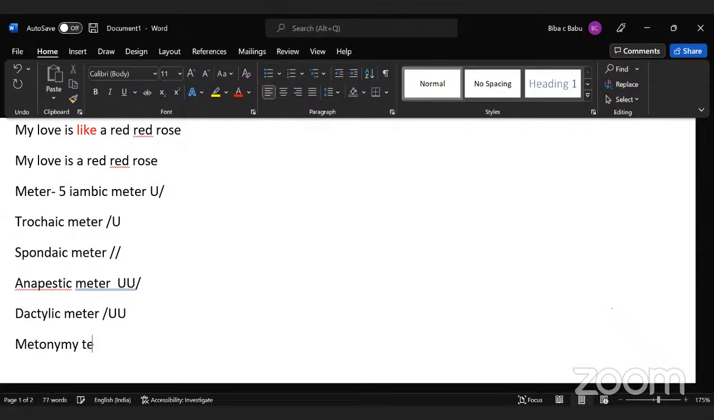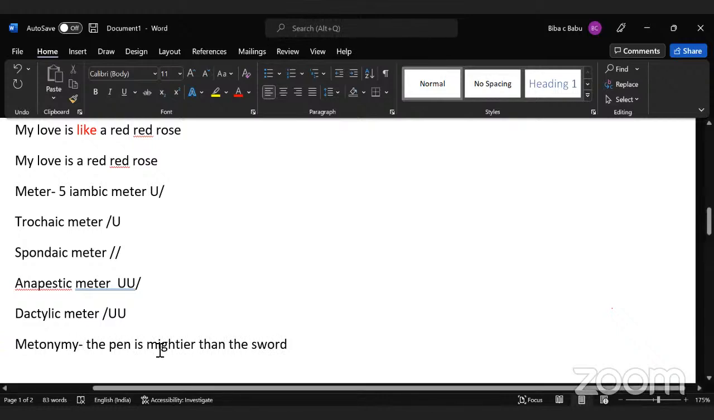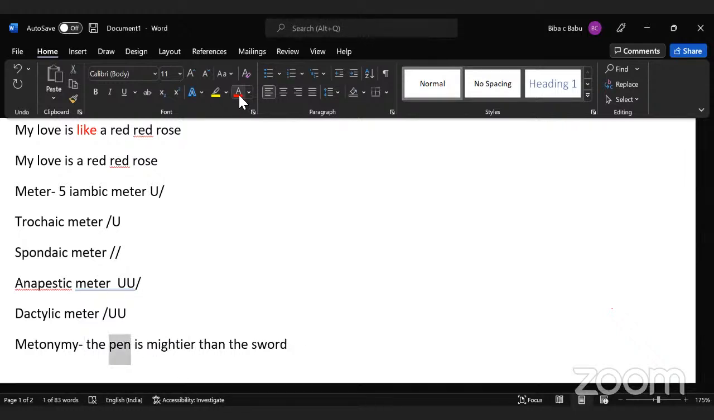For example, this is a very famous line for metonymy. The pen is mightier than the sword. Here, you say that the pen is mightier. Mightier means so much greater or bigger. Here we say the pen is greater or mightier than a sword. See, the pen and the sword here are metonymy.